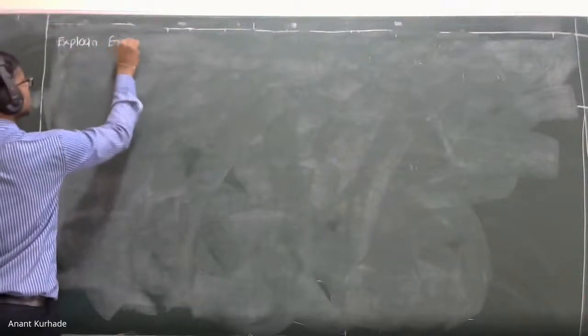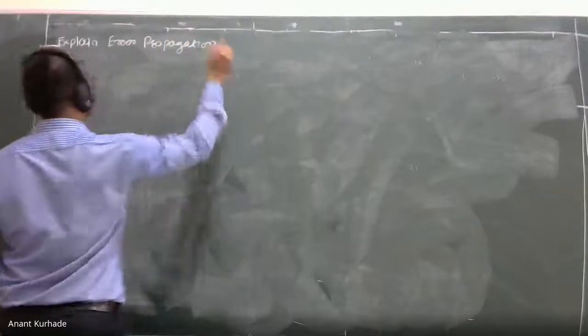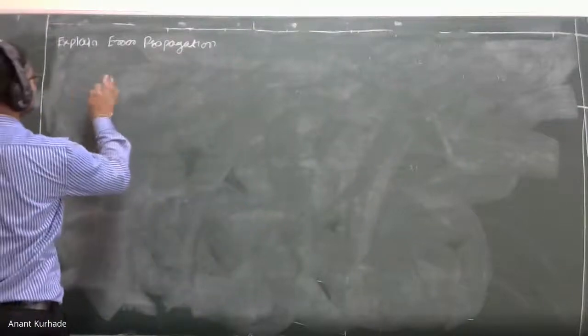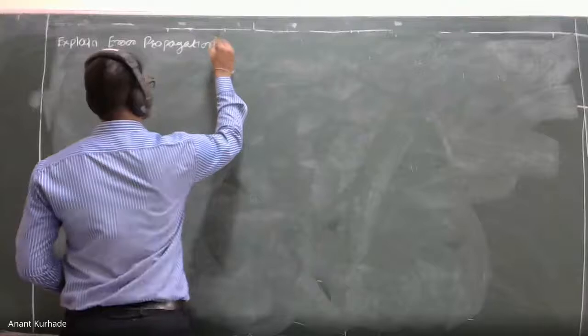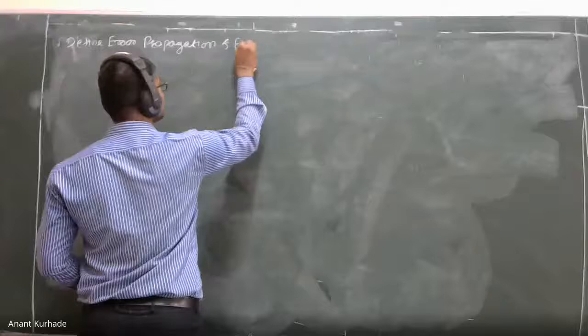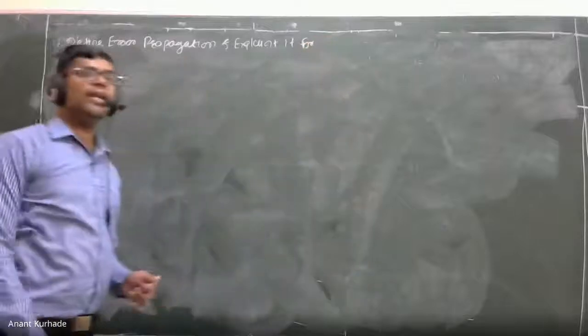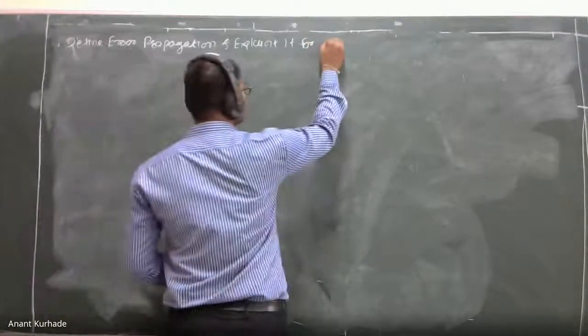Okay, remember? Now see, write down the next last part. Write down the question: explain error propagation, or define error propagation, and explain it for arithmetic operations.